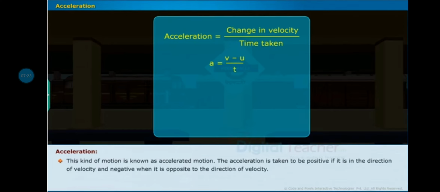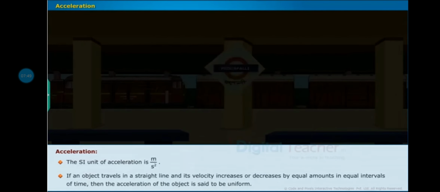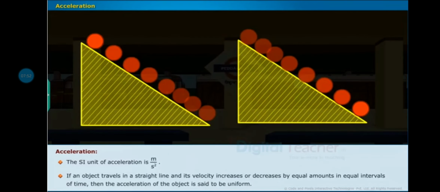This kind of motion is known as accelerated motion, and the acceleration is taken to be positive if it is in the direction of velocity, and negative when it is opposite to the direction of velocity. Acceleration is also a vector and is directed along the direction of change in velocity. The SI unit of acceleration is meter per second square. If an object travels in a straight line and its velocity increases or decreases by equal amounts in equal intervals of time, then the acceleration of the object is said to be uniform.